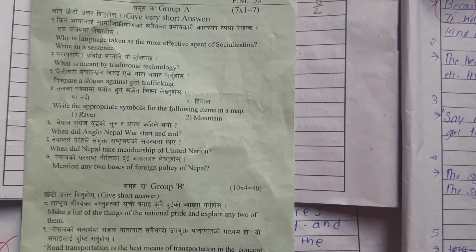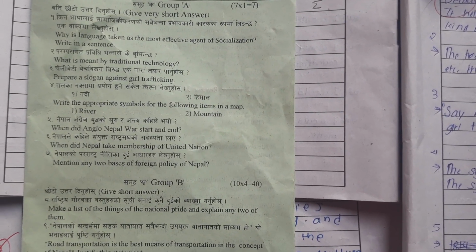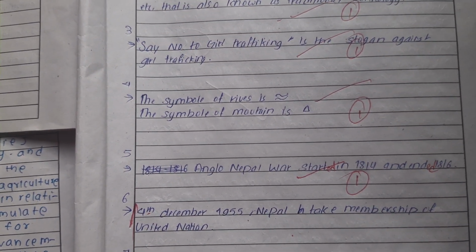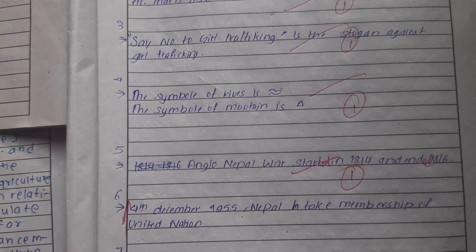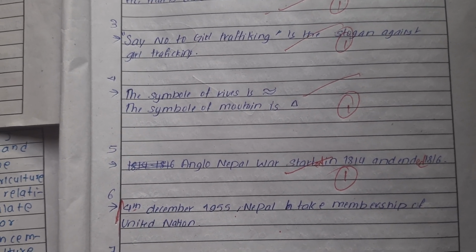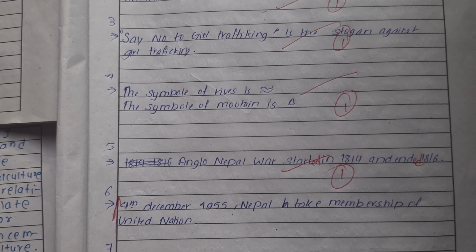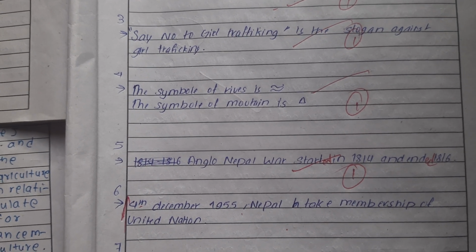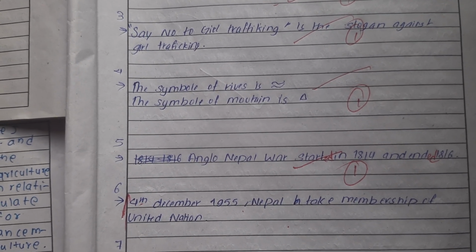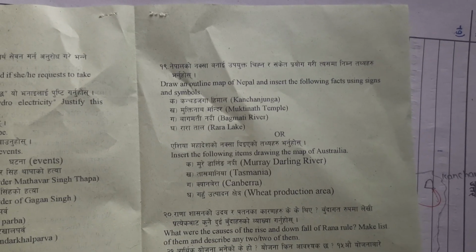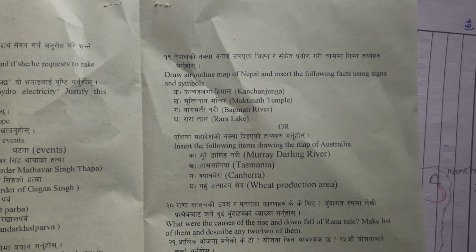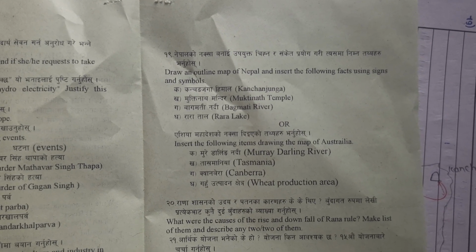It's okay. But regarding question number 6, when did Nepal take membership of the United Nations? And here she writes, 4 December 1955, Nepal take membership of United Nations. Grammatically it is wrong, and 14 December he or she should write, and here we have only 4 December, so no marks.